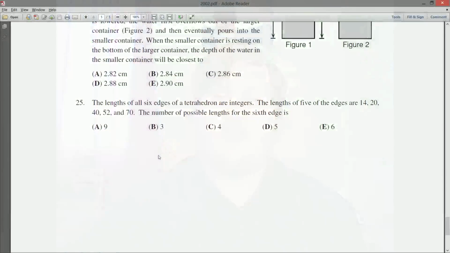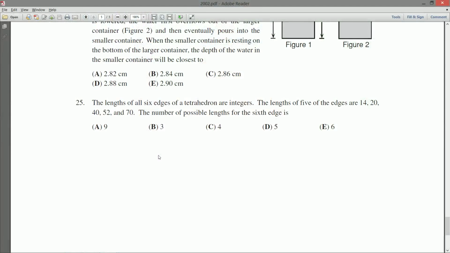Because they're talking about possible lengths. That means some lengths that we pick, so maybe the 6th length is, I don't know, another 40 or something. There might not be a way to construct a tetrahedron that way. Obviously, with the way the question's being asked, there is a limit to the number of things the 6th edge can be. And to me, that makes the connection back to triangles.